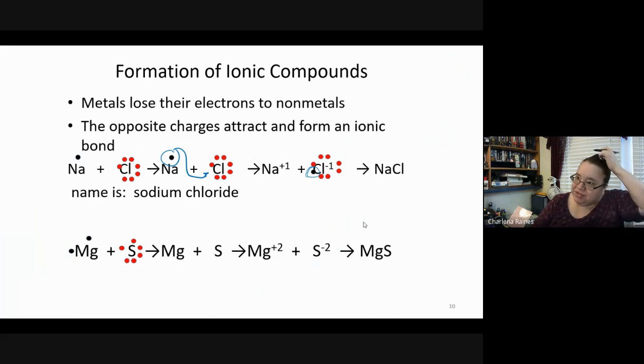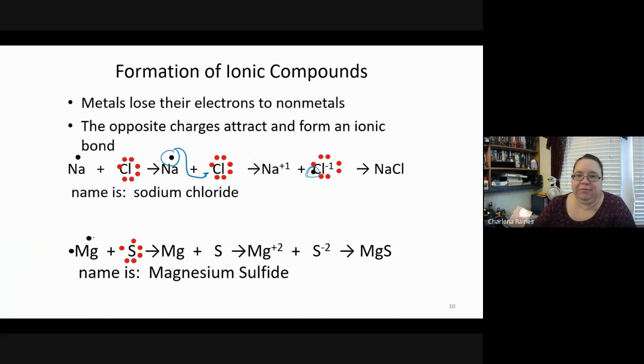So, and remember, since this is a binary compound, its name ends in "ide." So that thing's called sodium chloride. So different examples, but same idea.